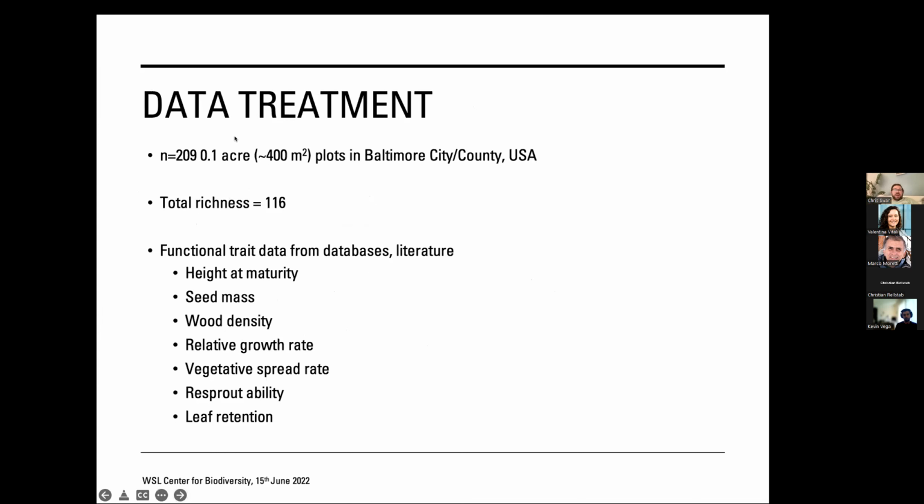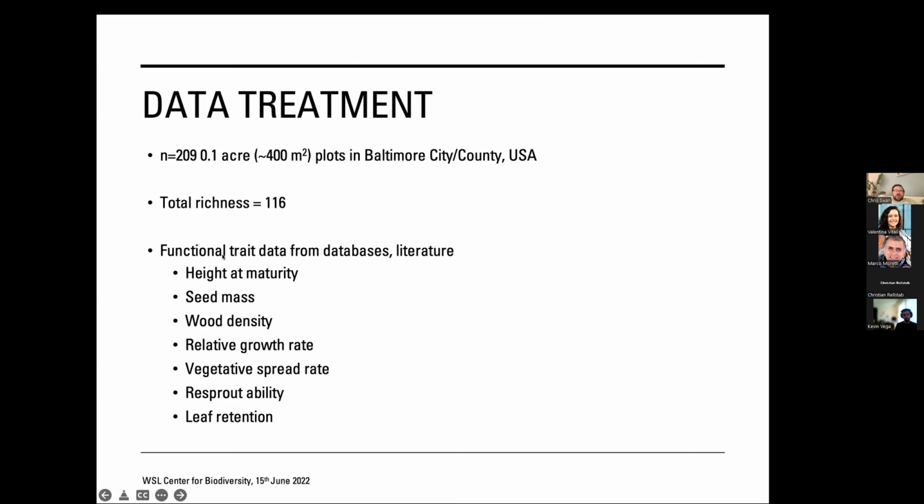So the data, we had 209 400-meter square plots in Baltimore City and County in the US. And this is northeast of Washington, DC. I'm sorry, I don't have a map for you, but I think you probably know where Washington, DC is. It's a very popular location for good and bad reasons right now. So it's in the mid-Atlantic. The total species richness in the regional pool is 116.